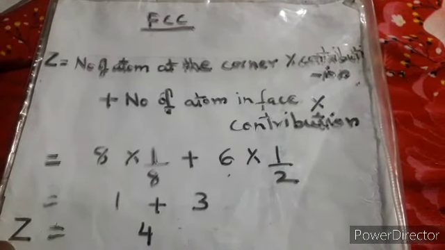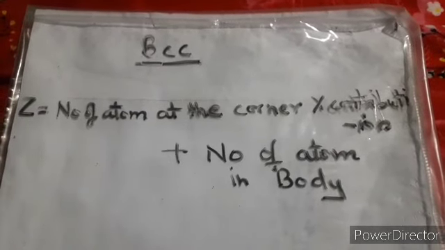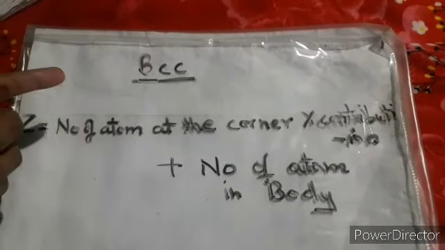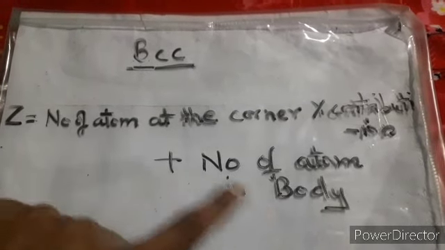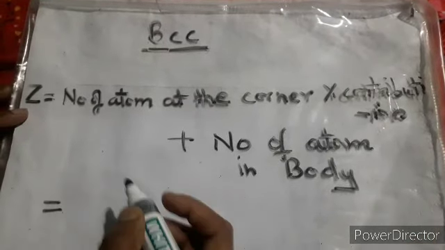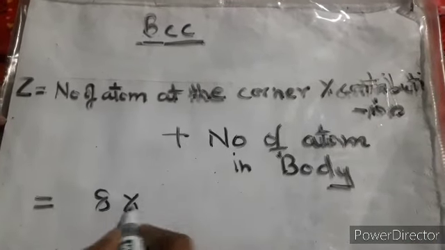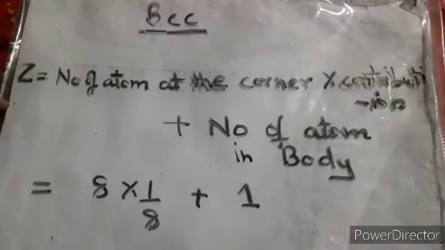Now we'll focus on BCC. Now this is the next topic. With BCC we have to calculate. The formula is the same formula I have already mentioned: the number of atoms at the corner into contribution plus the number of atoms in the body. This must be very clear to you, it's one of the easiest: 8 multiplied by 1 by 8, and in the body a single atom is there, so you write down 1 over here.